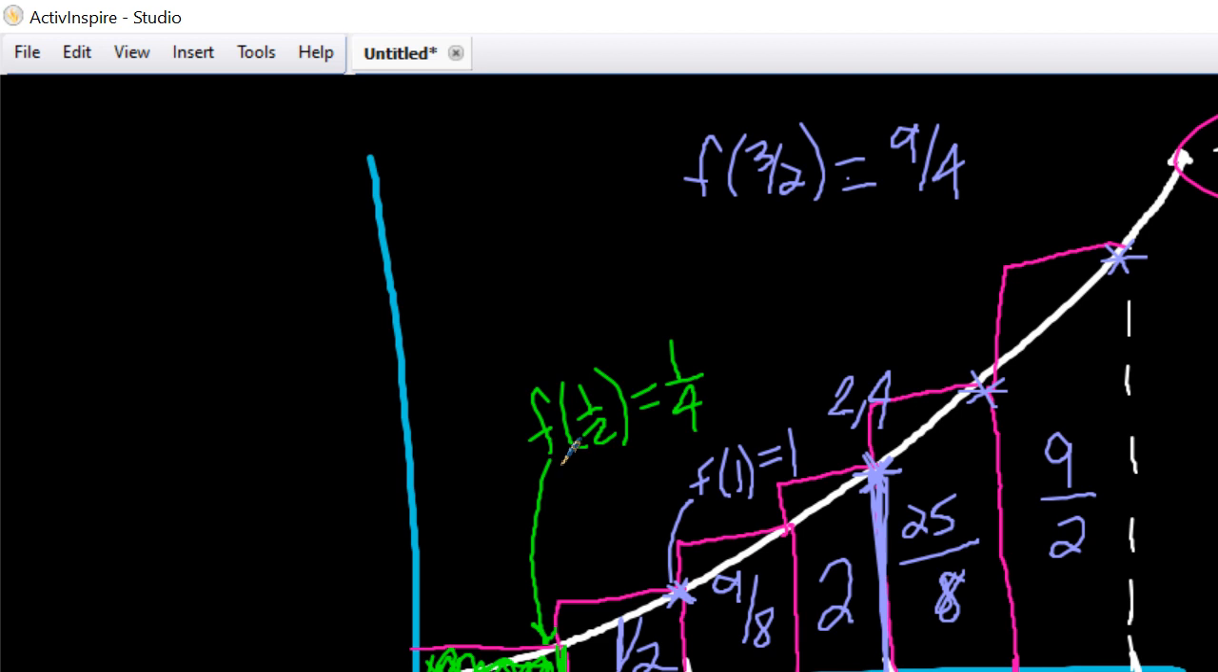Now, to approximate this area, I would add all these together, yes? So, what is this? 1/8 plus 1/2 plus 9/8 plus 2 plus 25 over 8 plus 9 over 2. Right? And whatever that gives me. Let me put it on my calculator real quick.